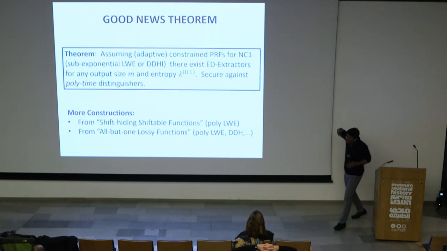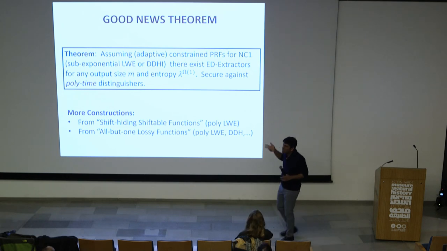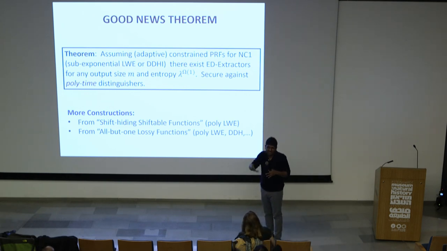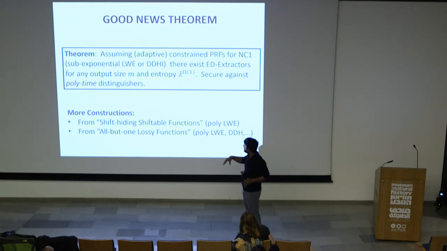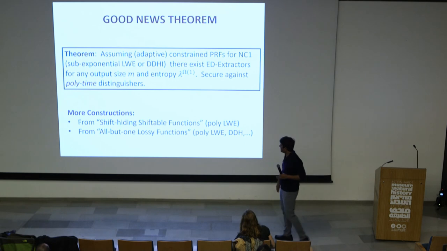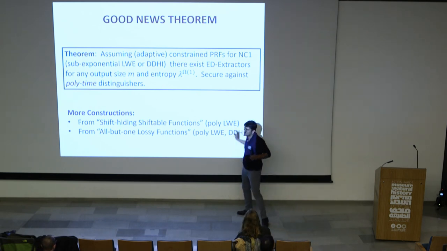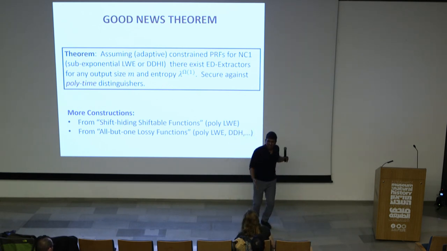Theorem: if you look into the proof, you actually need an adaptively secure constraint PRF, but you can get it by complexity leveraging. We also have two more constructions, as if one wasn't enough. Something called shift hiding shiftable functions. Again, I'm not going to define this. There you don't need complexity leveraging anymore. You can get it from polynomial security assumptions. And something called all but one lossy functions. Again, I'm not going to define it. There you can get it not just from polynomial hardness of LWE, but also DDH and Paillier assumption, this and that.